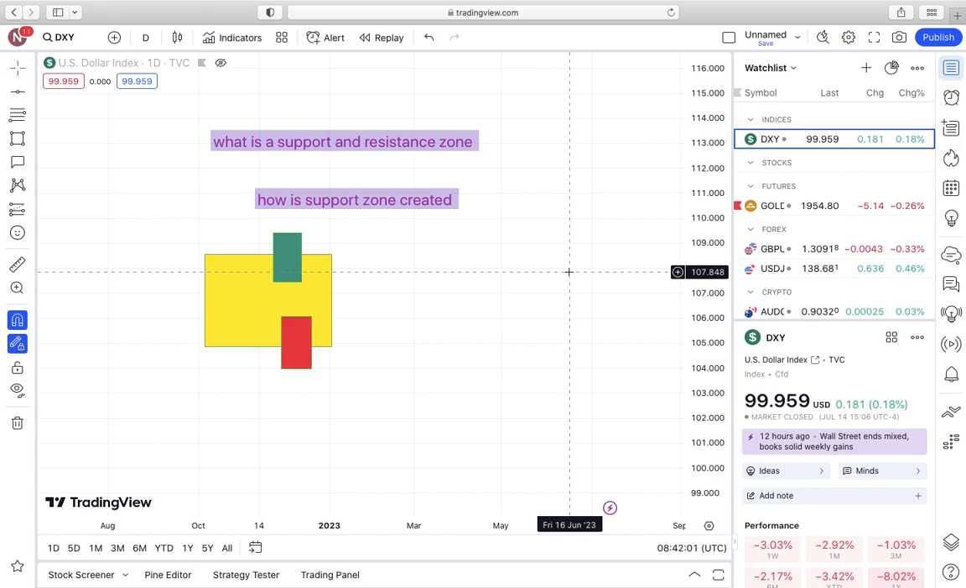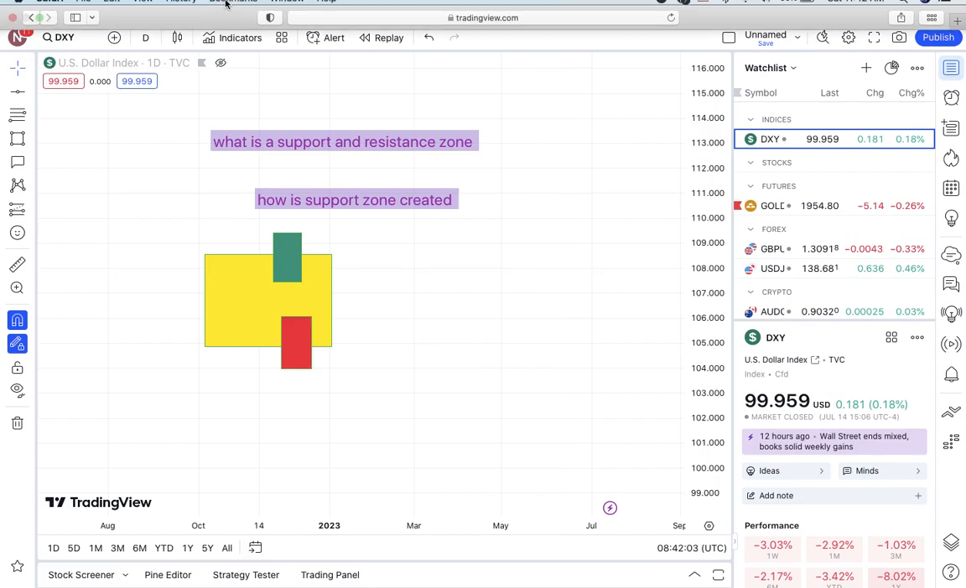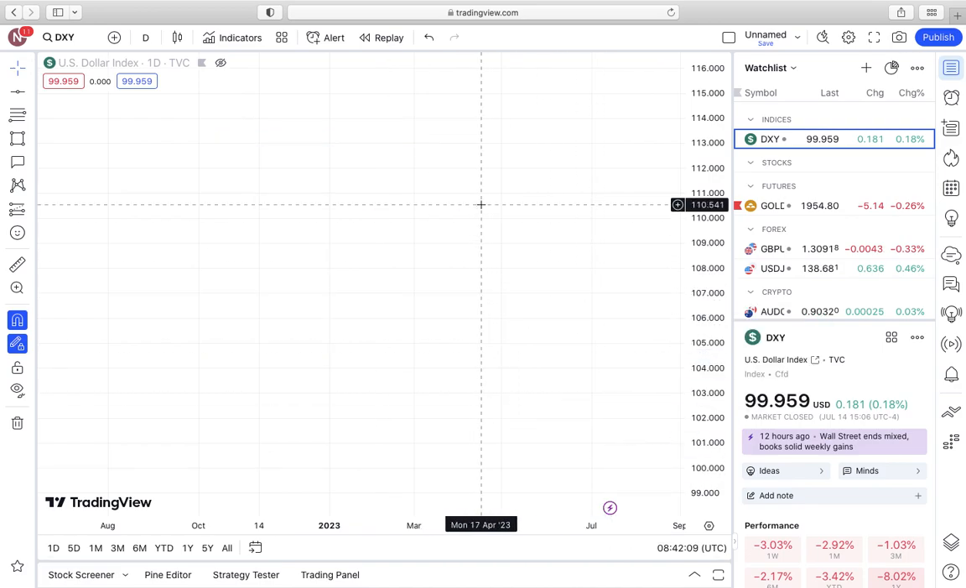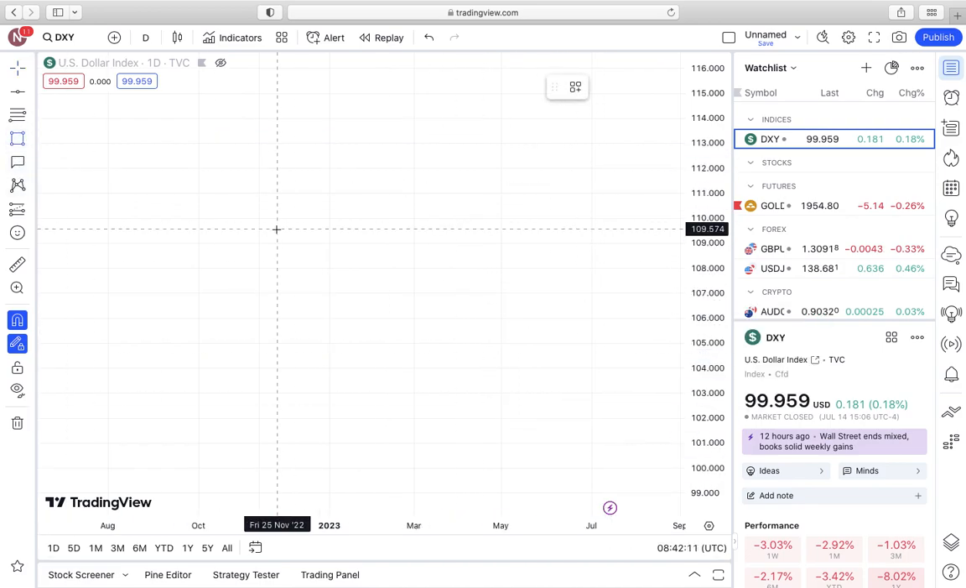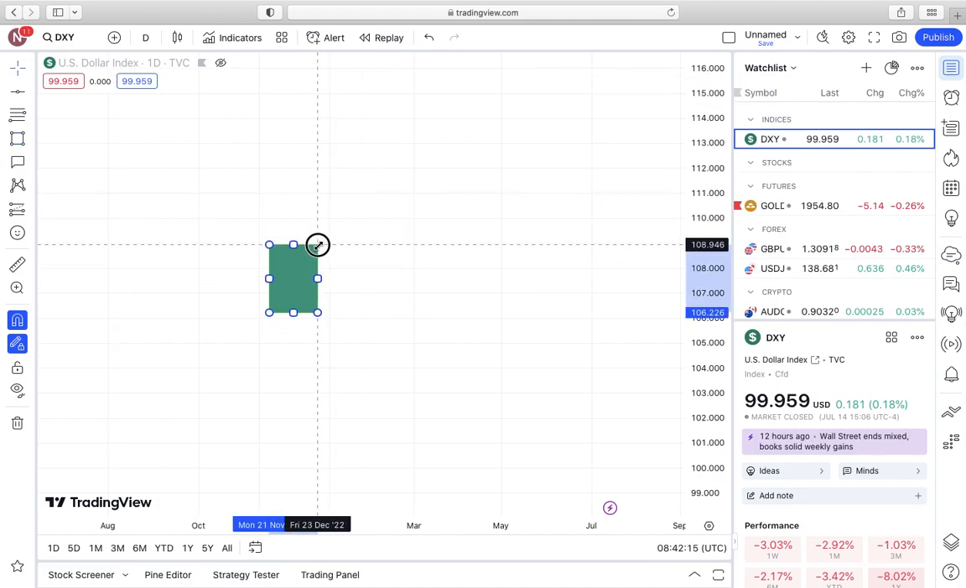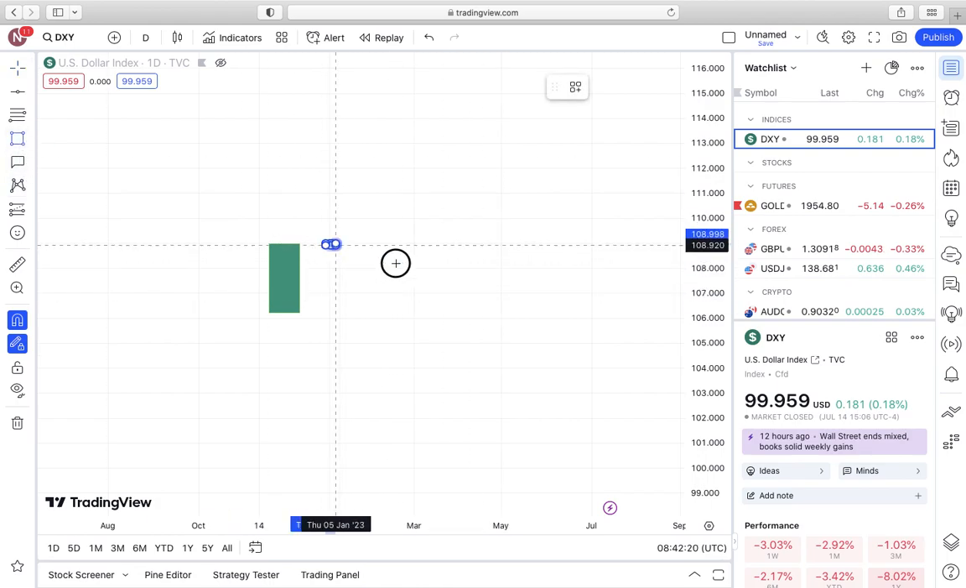Sorry. Now we go to what we call a resistance zone.